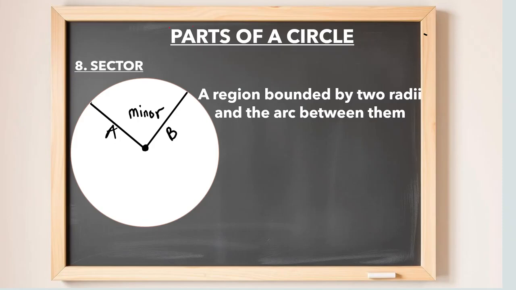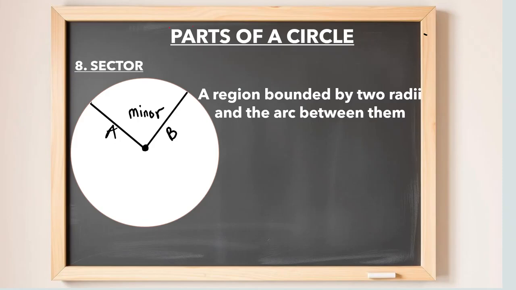A sector is different from a segment. If you go back to the definition of segment, you will see that it is defined by a chord and an arc. But a sector is defined by what? The radii and an arc. It's going to form a pizza slice, and this is called a minor sector.